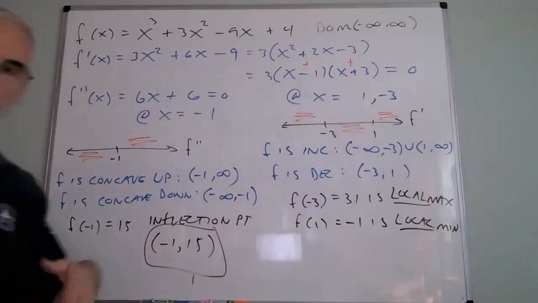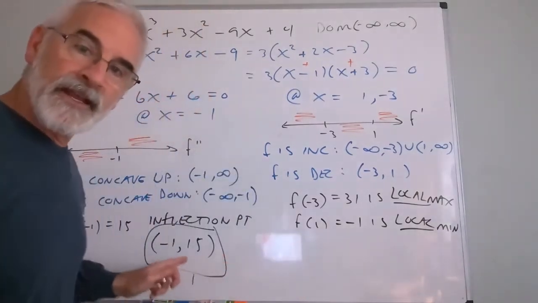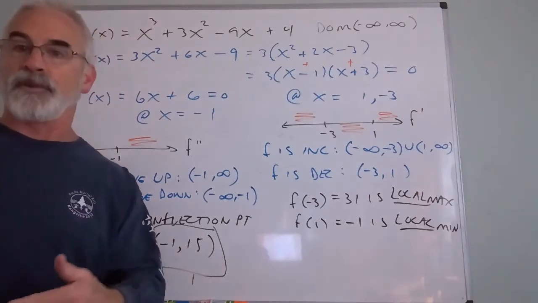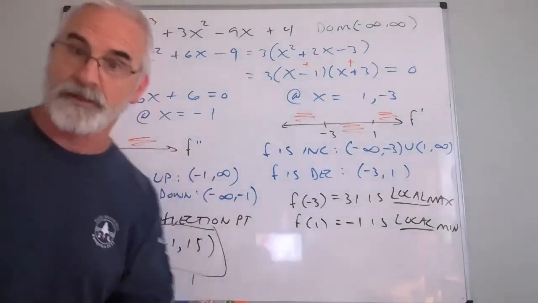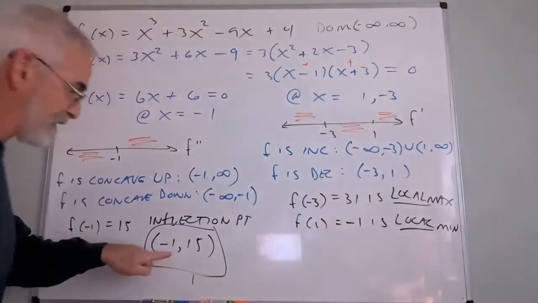This is the only time you indicate an ordered pair as an answer. There is no problem that you will ever do in calculus 1 or 2 where you indicate an ordered pair as an answer, except when the question is, where's the inflection point? That's the answer here. This is the inflection point.